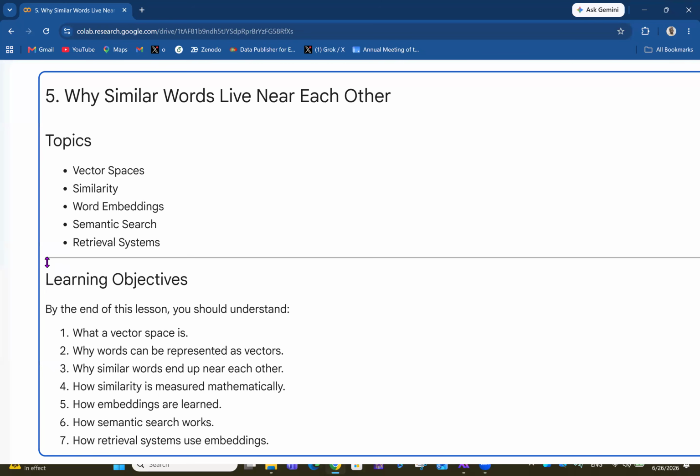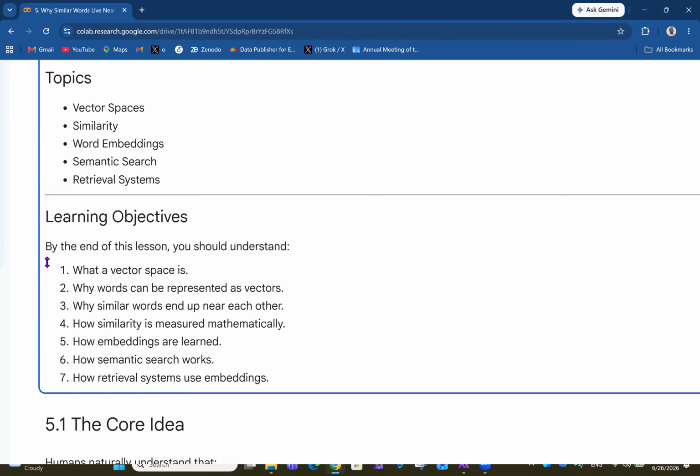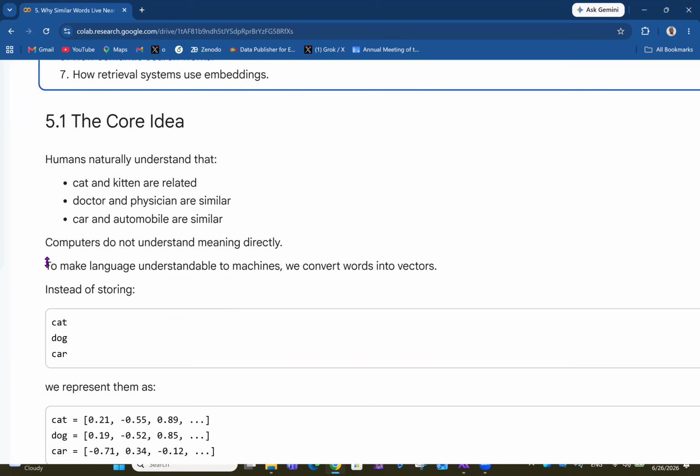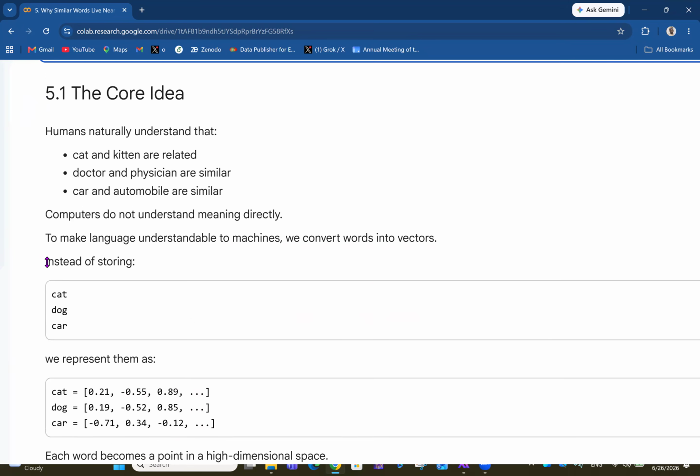By the end of this lesson, you'll be able to understand what a vector space is, why words can be represented as vectors, why similar words end up near each other. That's the crux of this video. Then how similarity is measured mathematically, how embeddings are learned, how semantic search works, and how retrieval systems use embeddings as far as artificial intelligence is concerned. So let's go ahead and talk about the core idea.